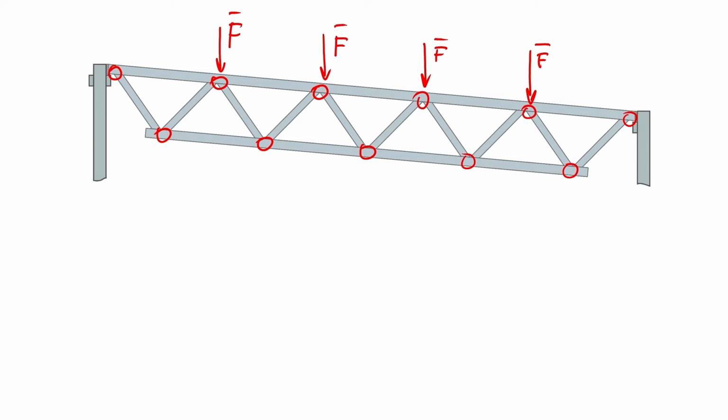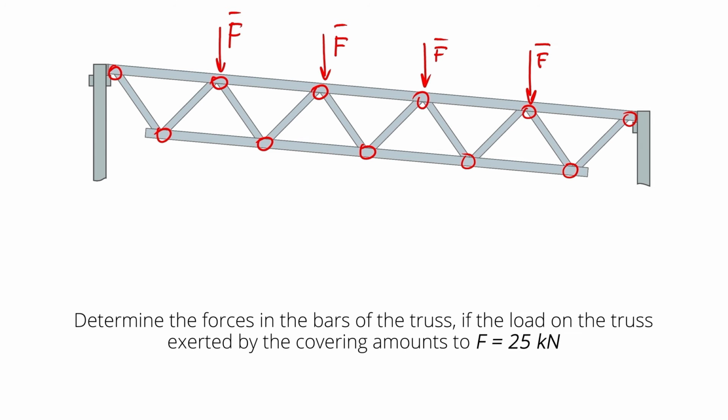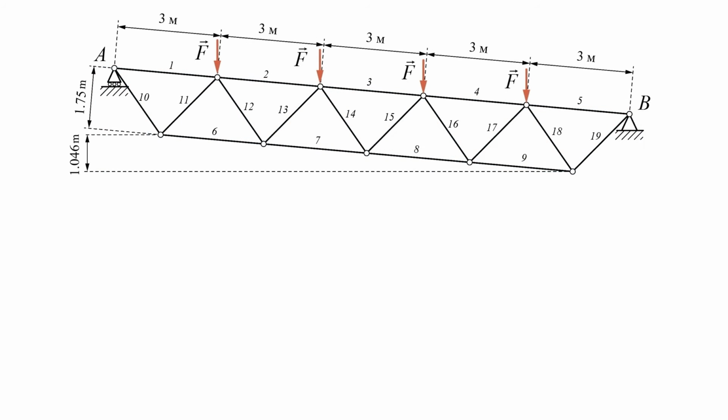Let us make a statement of the problem. Find the forces in the bars of the truss at the given load exerted by the covering. Let us now consider the design diagram. Let us represent the support of the truss in the point A as a slip joint and the support in the point B as a fixed hinge.